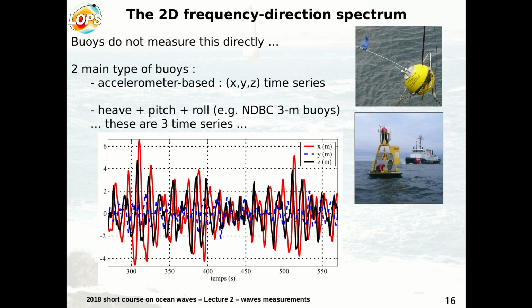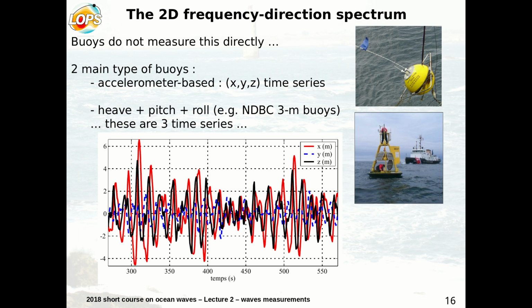And what is actually measured by a buoy? So, for example, a Waverider buoy. It comes in different diameters, but this one, I think, was 90 centimeter diameter, this big. We're deploying it from a ship. This is a 3-meter discus buoy from NDBC.